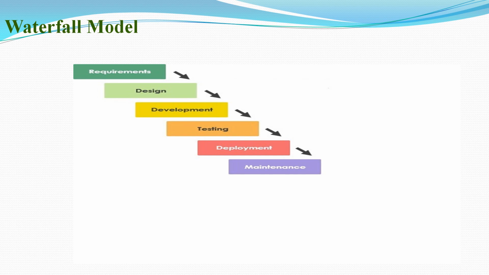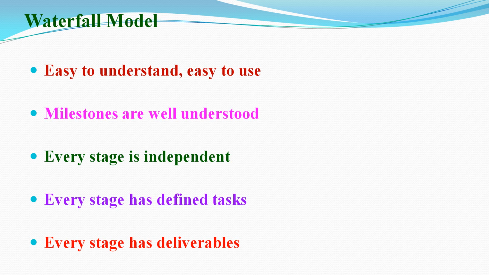Right? Now see here. The waterfall model is easy to understand and easy to use. Even freshers can understand it very easily and can implement it very easily. And the milestones are well understood. What do we mean by milestone? Milestones are nothing but stages or phases. So each and every stage is well understood. There is no confusion and no ambiguity in the stages of the waterfall model. Here, every stage is independent. There is no dependency, because once one stage is completed, then only we go for the next stage.